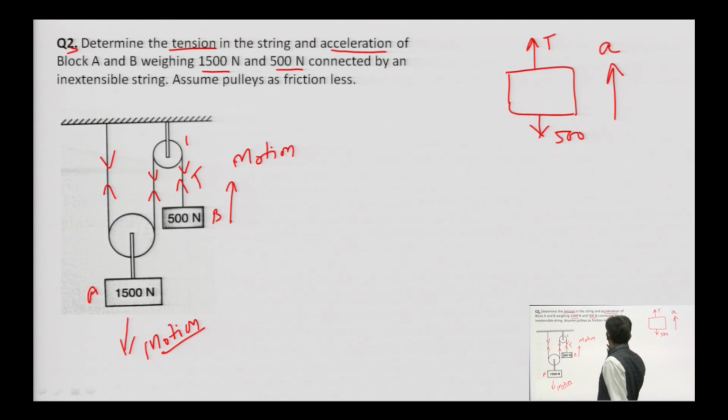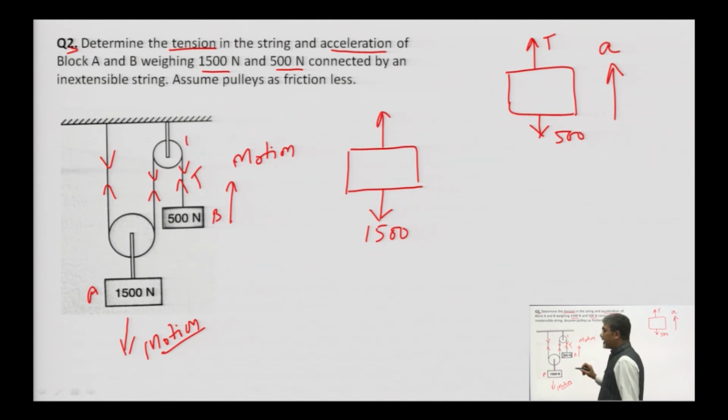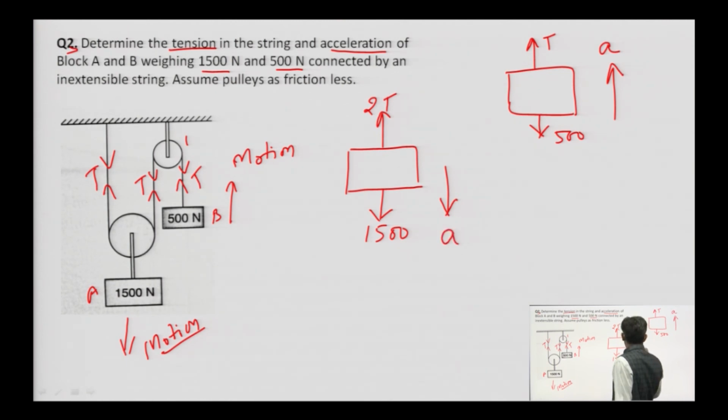Let us make the free body diagram for the next block, this one with weight 1500. There is the vertical component. Since it is the same string here, the tension is T, then T, so the force will be 2T. The direction of the motion is this, and that is the acceleration. But here we need to take care of this acceleration.